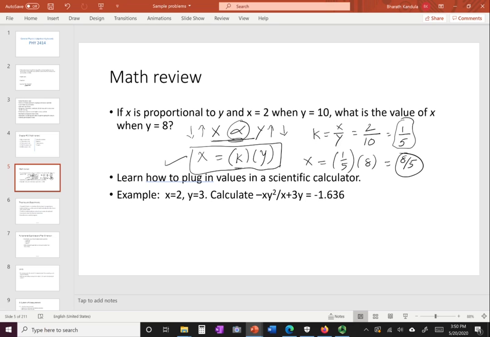Now also learn how to plug in values in a scientific calculator. If it is just a simple division or multiplication, you can easily do it in the calculator. But if the expression involves several quantities in the numerator and denominator with different operations like addition, subtraction, multiplication, division, then you must use parentheses carefully so that you get the correct answer. Just as an example, try this expression here, substituting x equal to 2, y equal to 3. This will give you the correct answer if you write it using parentheses.